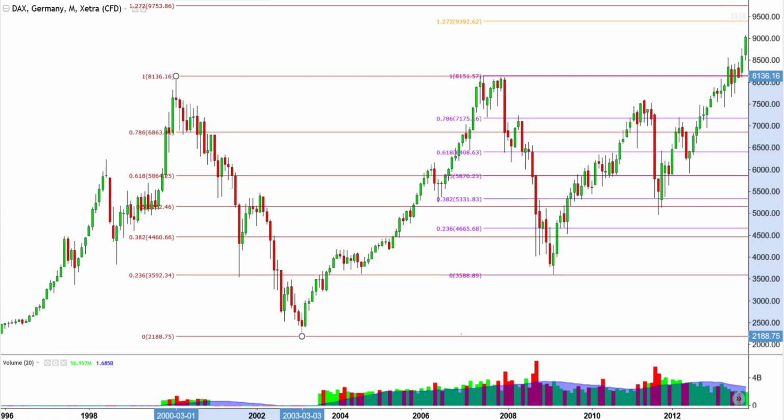This example with the DAX demonstrates a broad use of fib analysis since it is a broad regional market index that covers a long time span and price range.